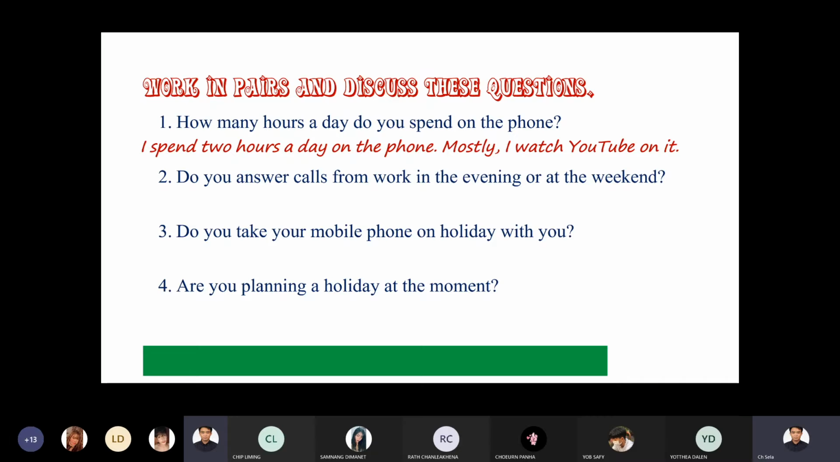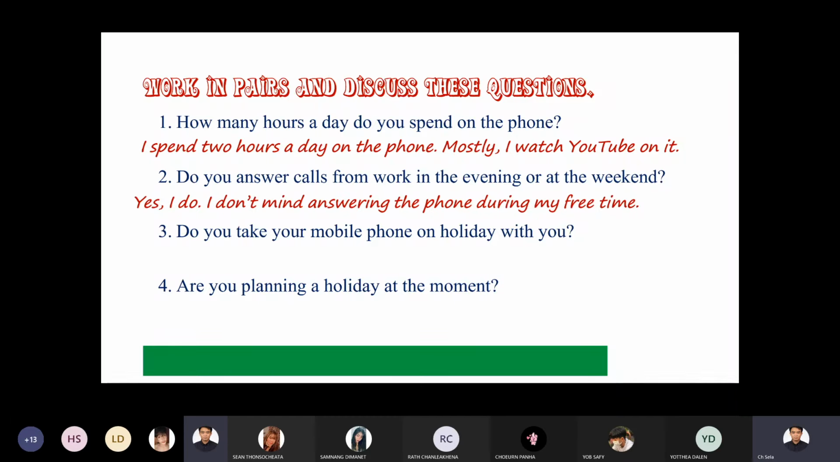Number two, do you answer calls from work in the evening or at the weekend? So you get a job, and in the evening it is your free time, it's not your working time, and at the weekend it is your free time, and somebody calls you from your company or from your workplace. Do you pick it up? Do you answer the phone? For me, yes, I do. I don't mind answering the phone during my free time.